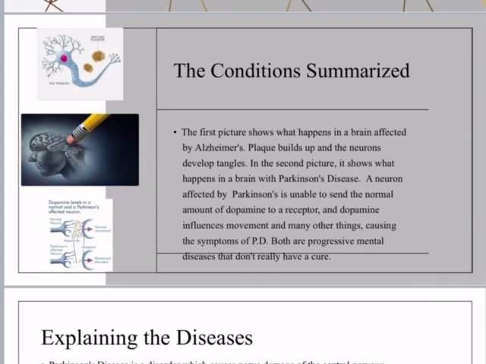The third picture shows what happens in a brain with Parkinson's disease. A neuron affected by Parkinson's is unable to send the normal amount of dopamine to a receptor, and dopamine influences movement and many other things, causing the symptoms of Parkinson's disease. Both are progressive mental diseases that don't really have a cure.